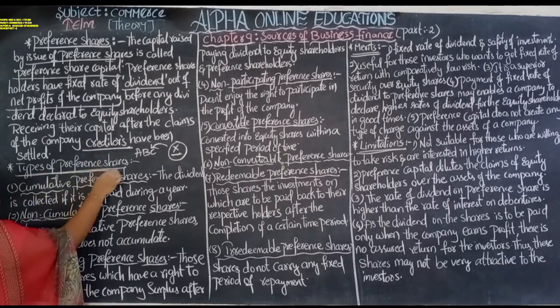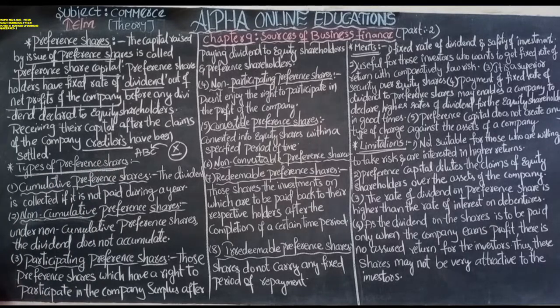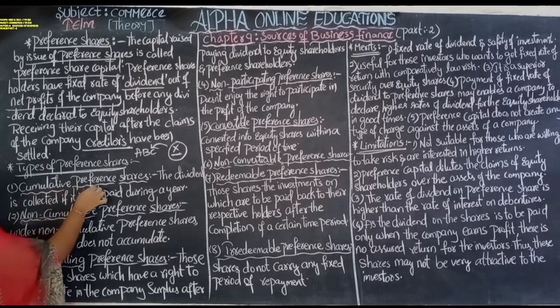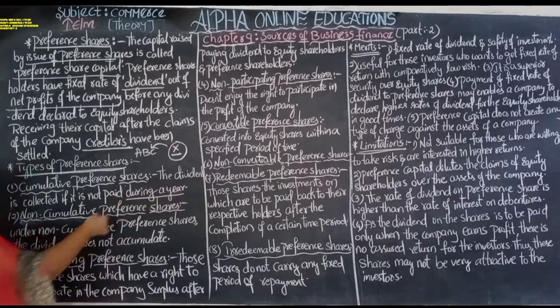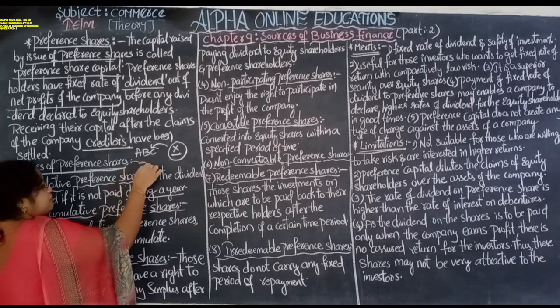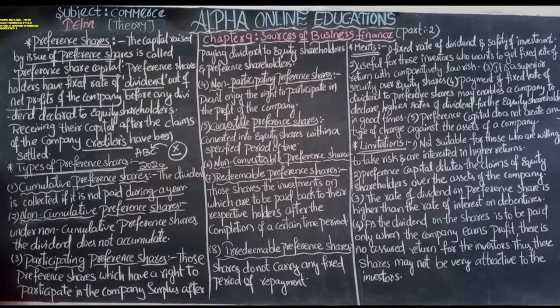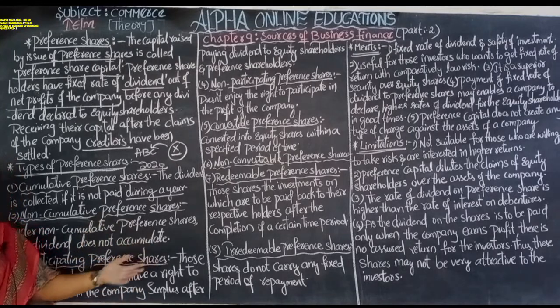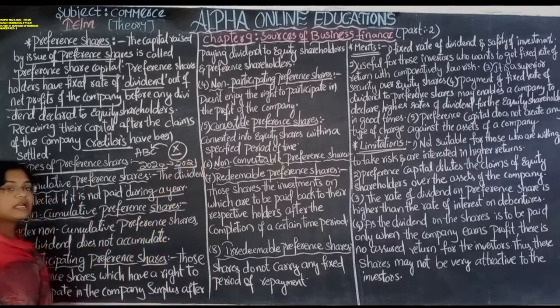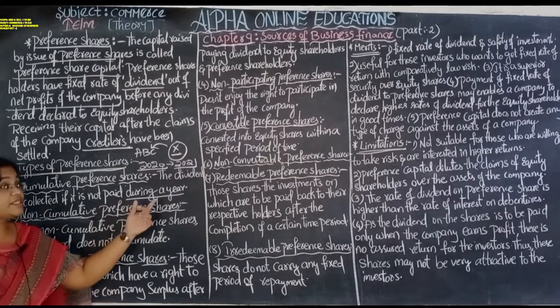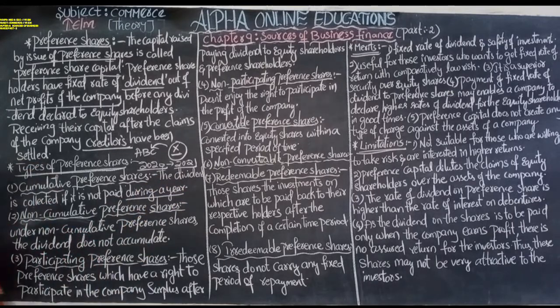So, types of preference shares. What types of preference shares are there? Let us see. Cumulative preference shares. The dividend is collected if it is not paid during the year. If in the year 2020 the dividend is not given to the preference shareholders of this cumulative type, they will collect the dividend in the next year. They will not lose the dividend; they will receive it from the company in 2021. These types of preference shares are known as cumulative preference shares.